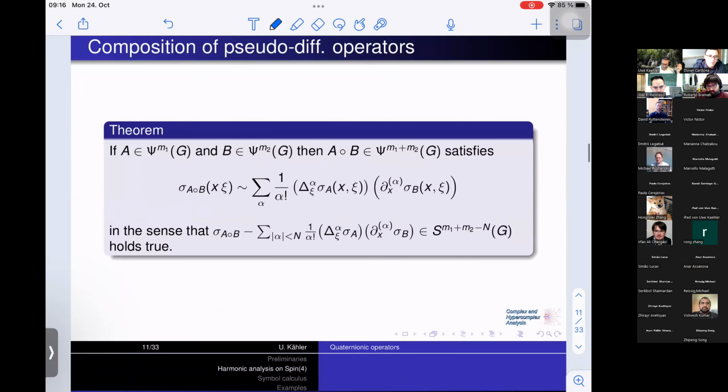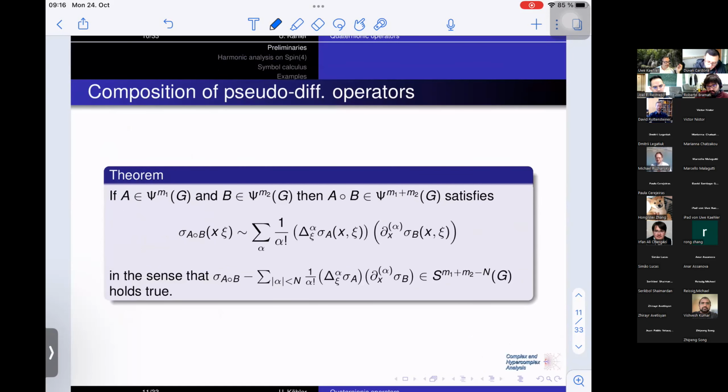Now you also have a composition formula, which of course is asymptotic. So here you have the derivatives on one side and the difference operators acting on the other symbol. And asymptotic in the sense that if you take the difference of the true symbol of the composition and this one cut off, then it's of high enough regularity. So ideally, if n goes to infinity, then it's an infinitely smooth operator.